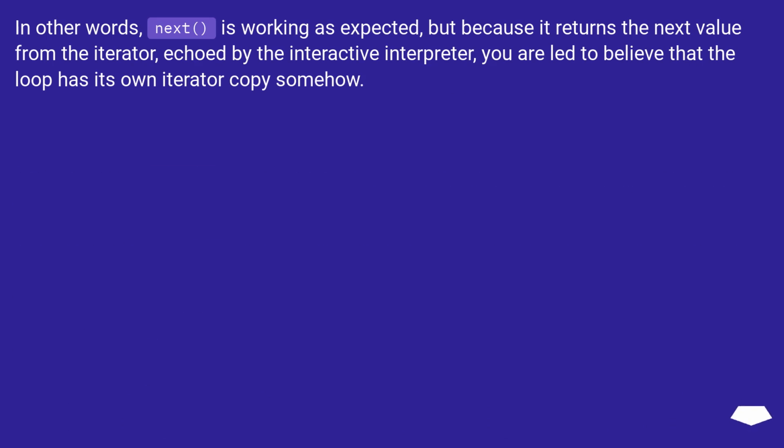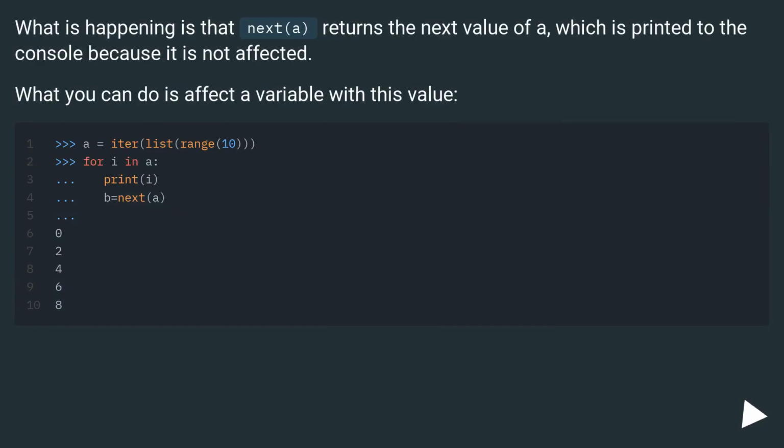In other words, next is working as expected, but because it returns the next value from the iterator, echoed by the interactive interpreter, you are led to believe that the loop has its own iterator copy somehow. What is happening is that next returns the next value of a, which is printed to the console because it is not assigned. What you can do is assign a variable this value.